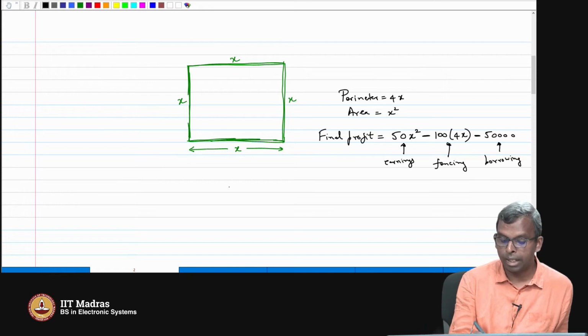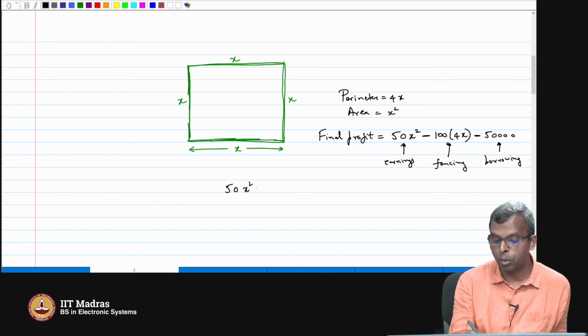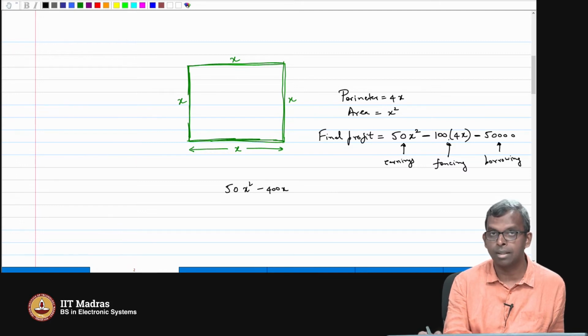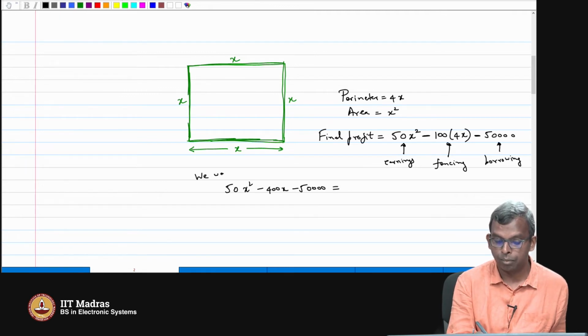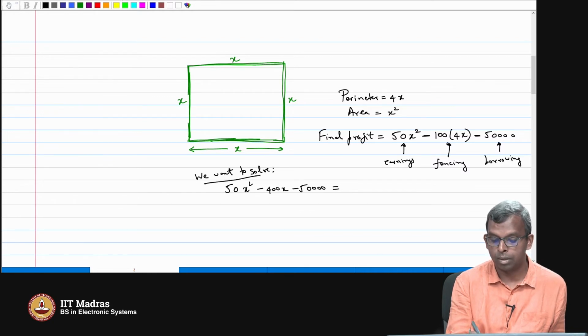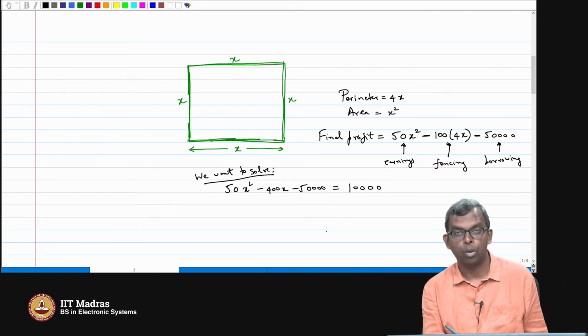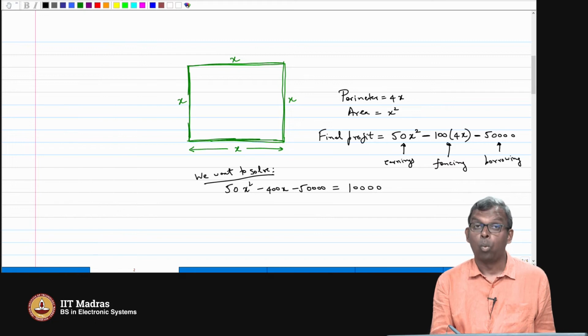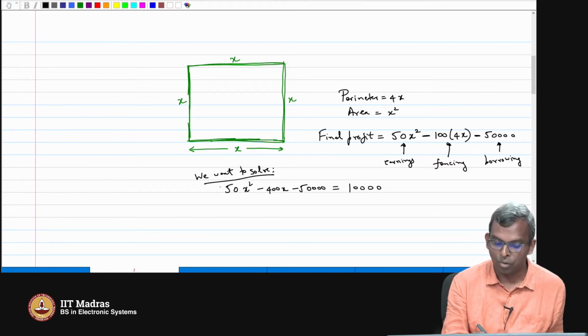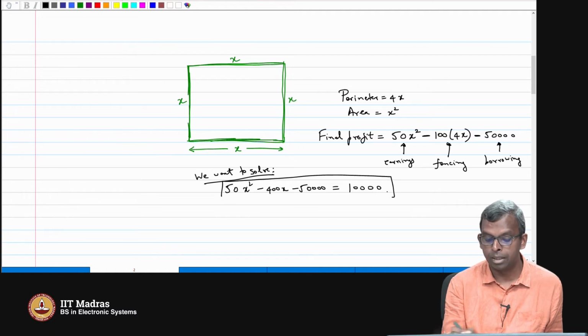And notice what I want. I want the final profit 50x squared minus 400x. Notice this manipulation I'm doing. 100 into 4x is the same as 400x, minus 50,000, and we want to solve this, equals 10,000. Okay. Wow. So we have taken a mathematical approach to this problem, and we've ended up in an equation.